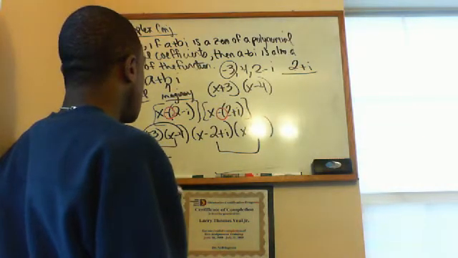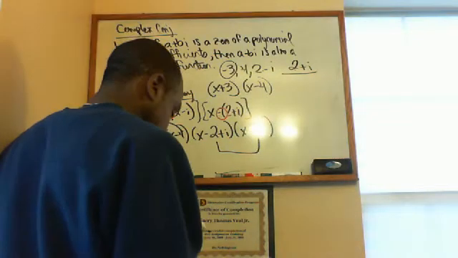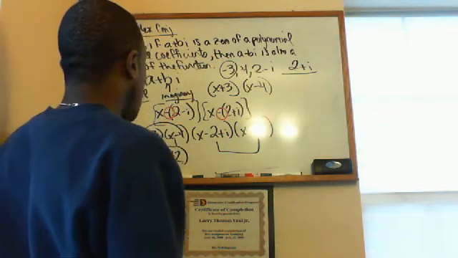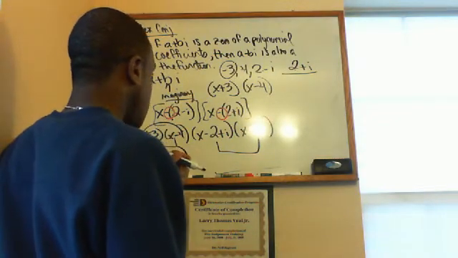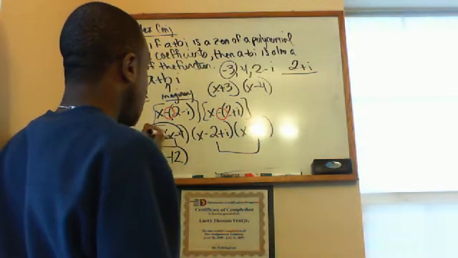Plus 3x, or no, here's 3 times 4. It's the last. Minus 12, right? Okay. Now, do you see what I'm saying? First, outside, inside, last. Okay.